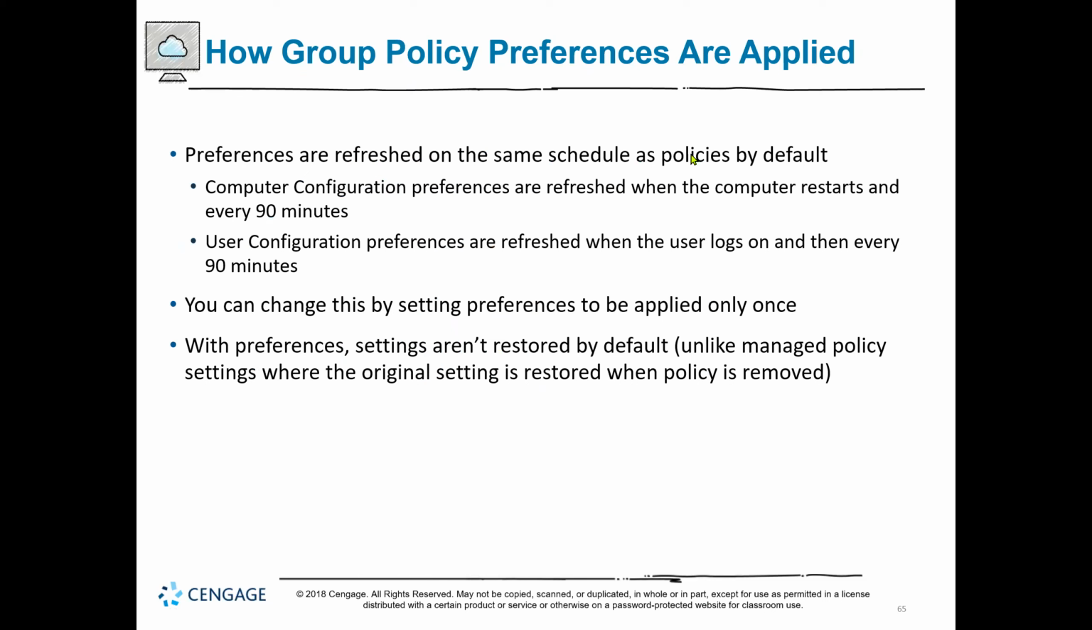How group policy preferences are applied. Preferences are refreshed on the same schedule as policies by default. Computer configuration preferences are refreshed when the computer restarts and every 90 minutes. User configuration preferences are refreshed when the user logs on and then every 90 minutes. You can change this by setting preferences to be applied only once. With preferences, settings aren't restored by default, unlike managed policy settings where the original setting is restored when the policy is removed.